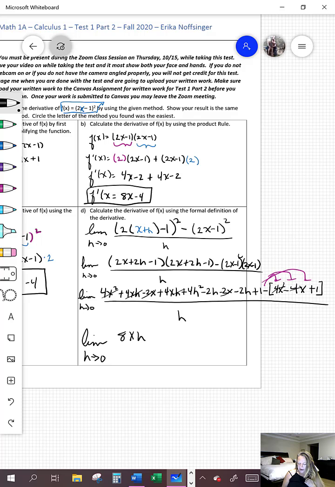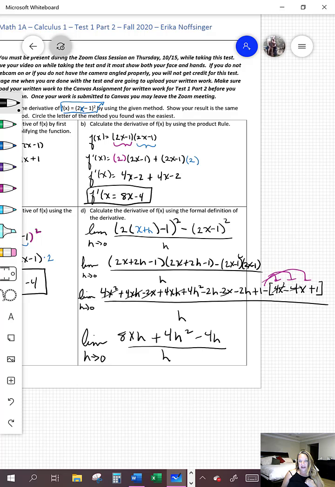We have a 4h squared, no other h squared terms. Let's put 4h squared here. A negative 2h minus a 2h is minus 4h. And then we have this positive 1 minus 1 cancels, all over h.